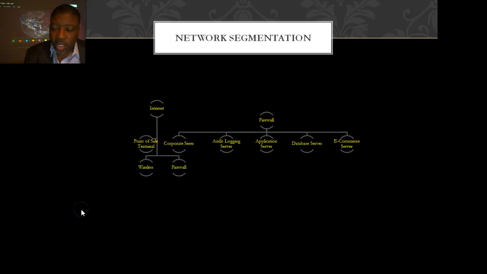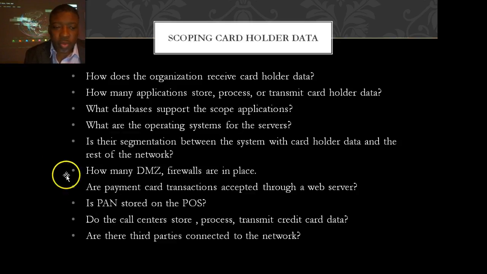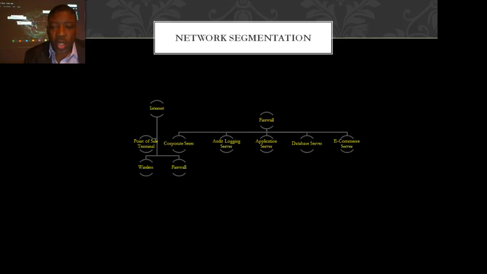All right, so let's look at another one. I think I skipped one. All right, so you have the internet, point of sale terminals, you have a firewall separating this from this, and you have wireless as well and a firewall, which other devices could be connected to. But you can see here there is network segmentation. You have a firewall which separates the corporate servers and all the other servers, also separating the wireless access from the corporate LAN. So this is a proper example of network segmentation. So then only this area will be in scope for cardholder data.